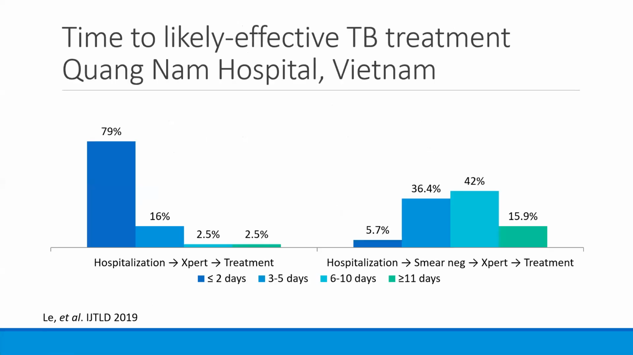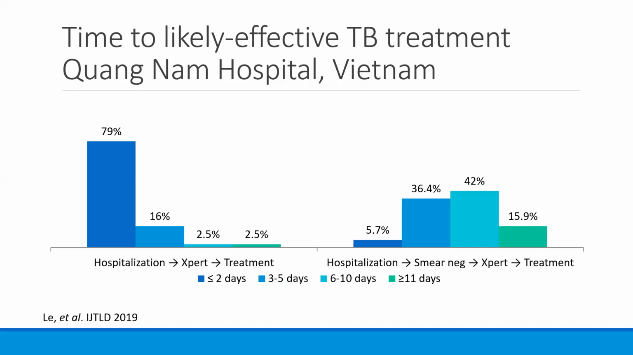And so, here is some data showing that that matters in terms of their time to likely effective treatment. So for patients that were hospitalized and had some risk factors for MDR-TB, those patients got an immediate expert. And we see that in those patients, this is the left group of numbers, the time to effective treatment, 79% of them were treated within less than 2 days.